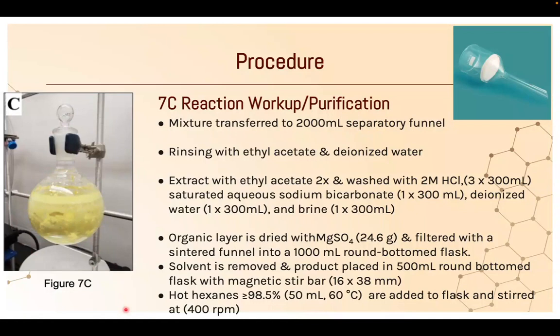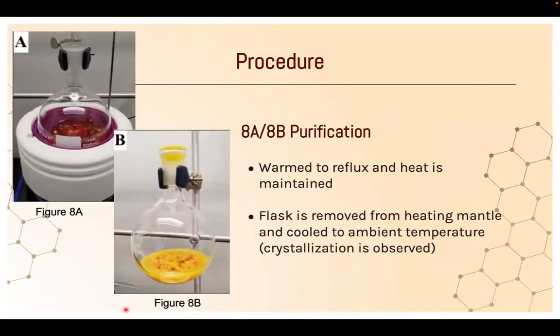The crude product is then transferred into a 500 milliliter round bottom flask, and residual solvent is removed under high vacuum and ambient temperature for 3 hours. After 3 hours, 50 milliliters of hot hexanes at 60 degrees Celsius is added and transferred into a round bottom flask equipped with a Teflon coated magnetic stir bar and stirred at 400 RPM. Lastly, the crude mixture is warmed to reflux and heating is maintained until the crude residue completely dissolves, which takes about 5 minutes.